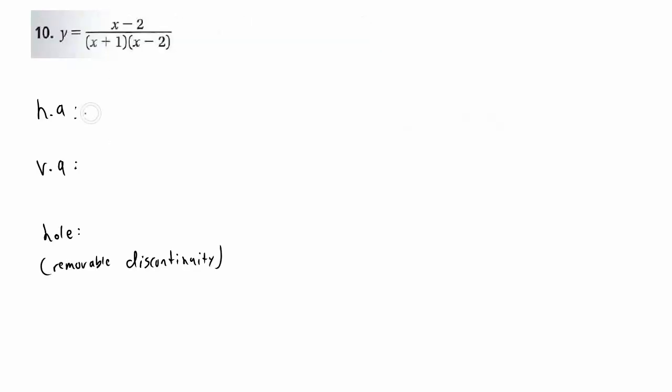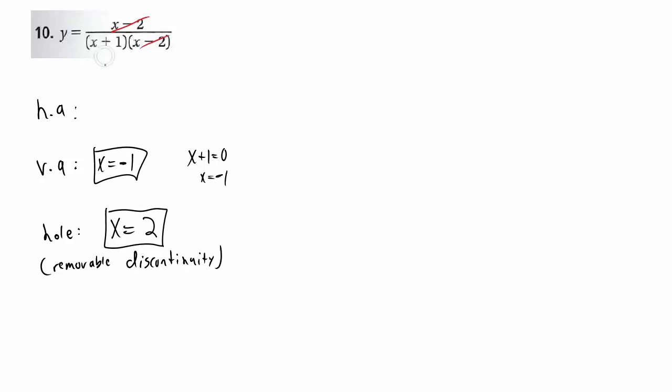So for number 10, the easiest thing is to look at the holes or the vertical asymptotes first, and then I'll worry about the horizontal asymptotes later. So first thing I noticed is that, oh hey, these x minus 2's cancel out. So even though I would expect the vertical asymptote at -1 and +2, at +2 it's only going to be a hole. So x equals 2 is going to be a hole because these factors cancel out. The x plus 1 factor doesn't cancel out. So if you take x plus 1 and set it equal to 0, you get x equals -1. -1 makes that factor 0. So x equals -1 is your vertical asymptote.